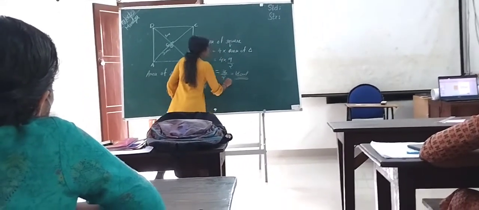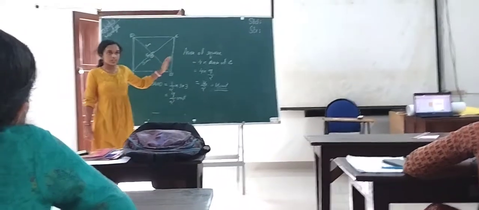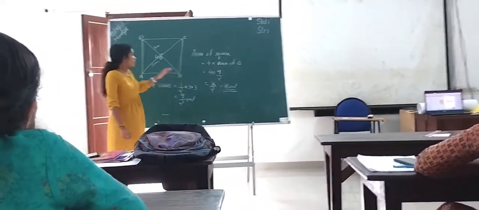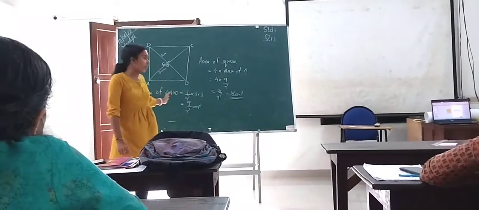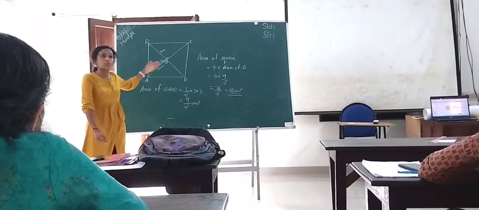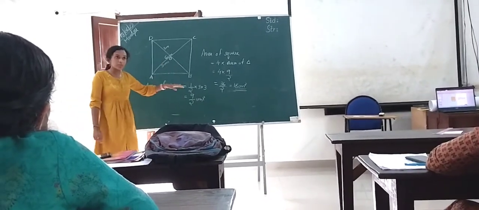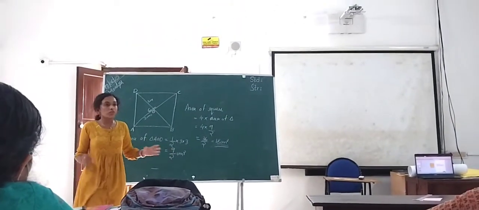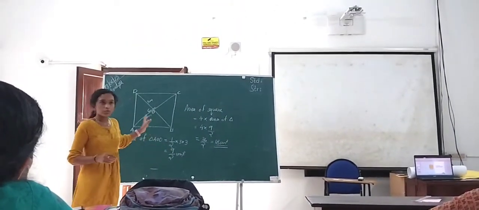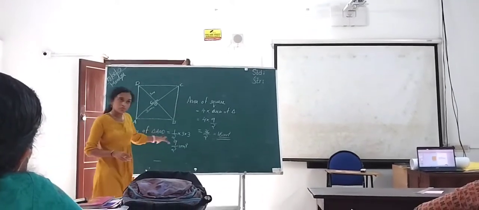So, if you know the area of one triangle, you can find the area of the square. Is it clear? But here the steps are too lengthy. For finding the area of the square, first you have to split it into four triangles. Then you have to find the area of one triangle. Then you have to multiply it by four. Then only you can find the area of the square. This is a lengthy process. So we need a formula to make it shorter. So now we are going to make it into a formula.